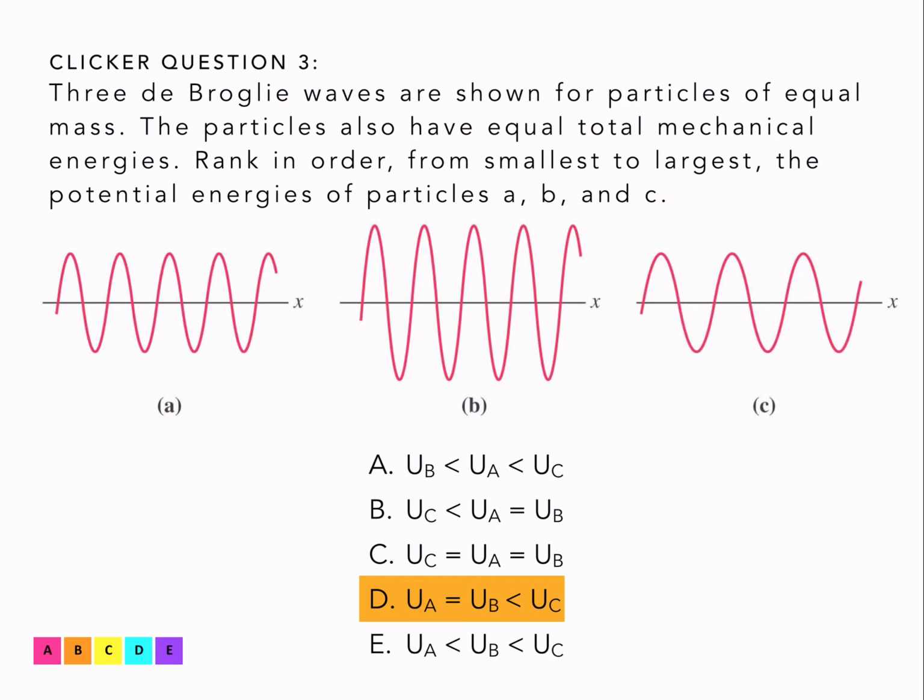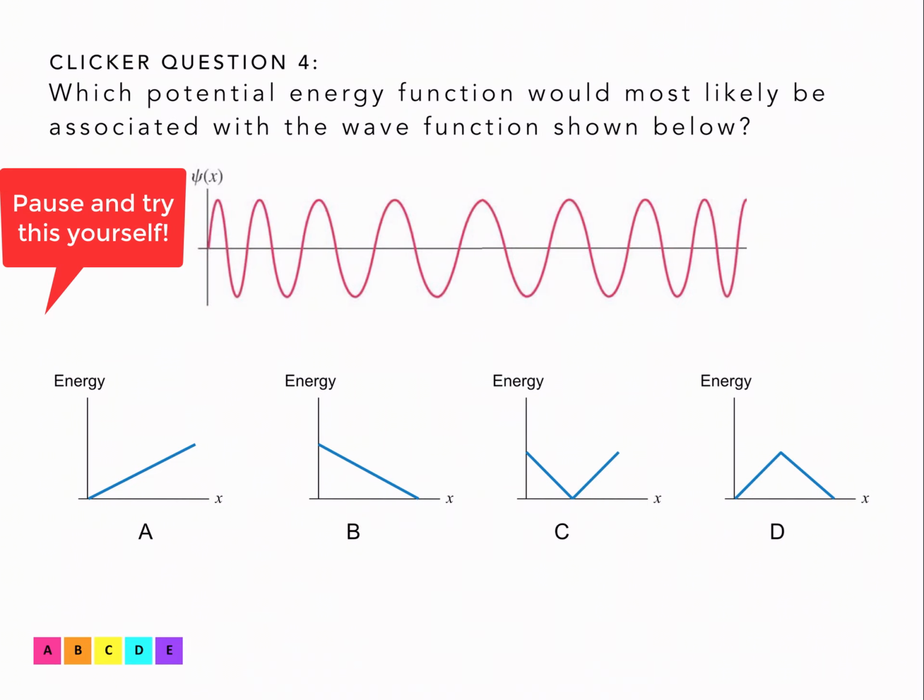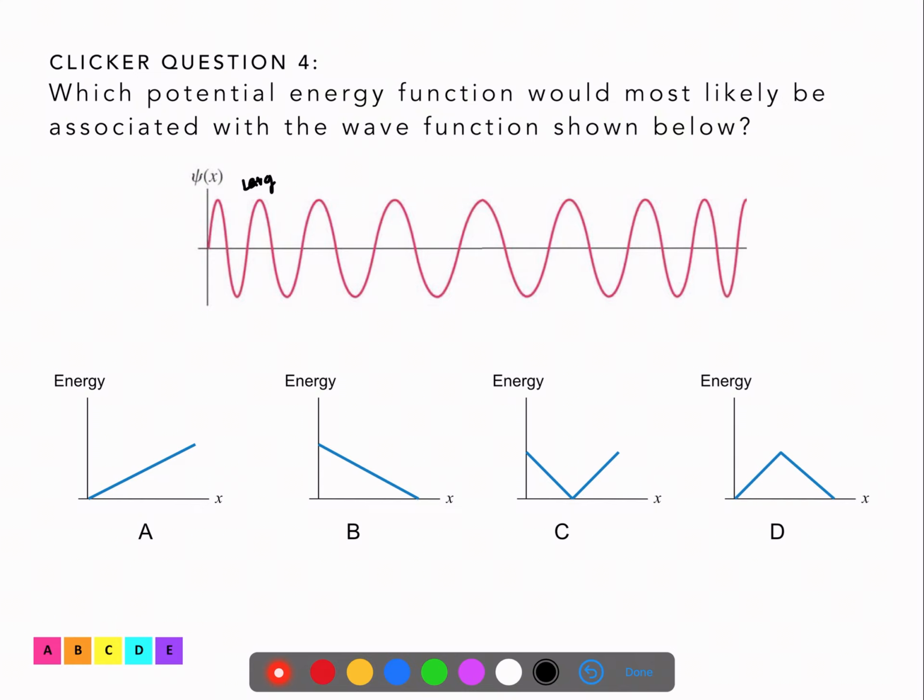Okay. So now that we have a good idea of how energy relates to speed and all of this stuff, let's think about which potential energy function would be most likely to be associated with the wave function below. And remember, this is a potential energy graph. So wherever potential energy is big, we are going to assume that kinetic energy is small, and wherever potential energy is small, kinetic energy should be big. So if we're looking at this wave function, this should have large kinetic, and then this has large potential, and this has large kinetic.